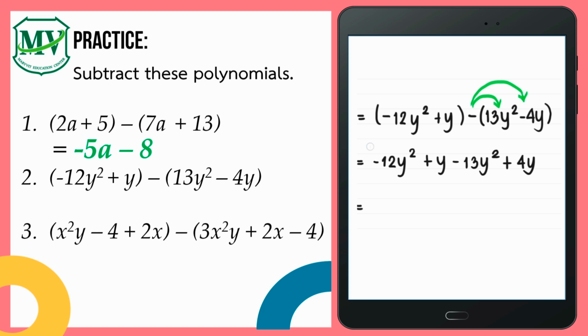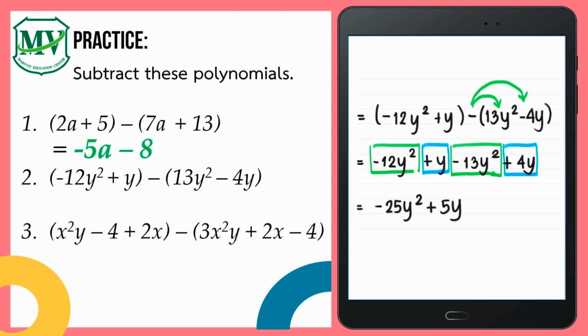Step number 2. Identify the like terms. Negative 12y squared and negative 13y squared are like terms. If we combine them together, the answer will be negative 25y squared. Another like terms are positive y and positive 4y. Combining them together, we will get 5y. So the final answer to the problem is negative 25y squared plus 5y.